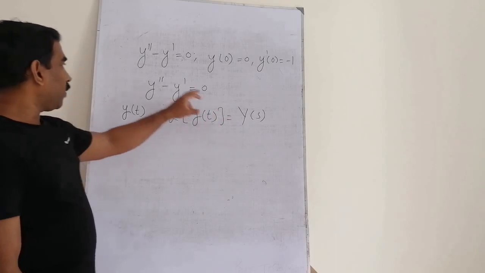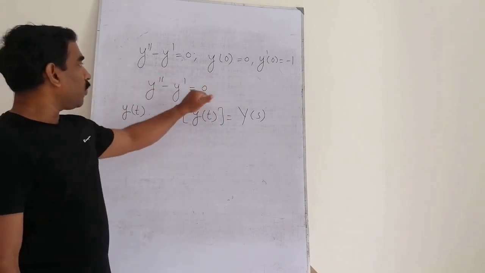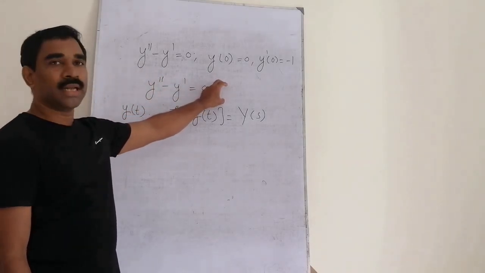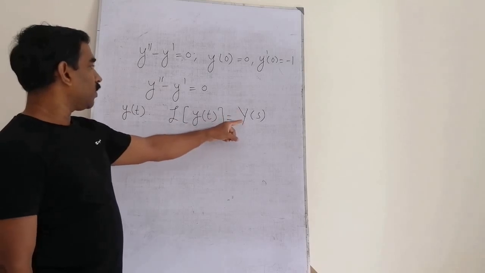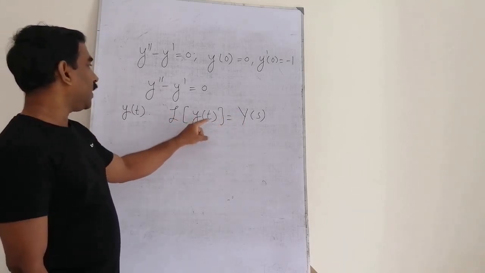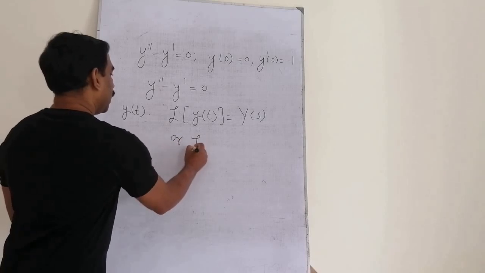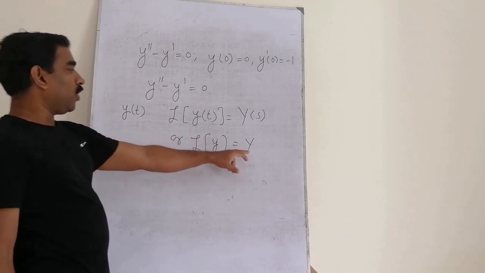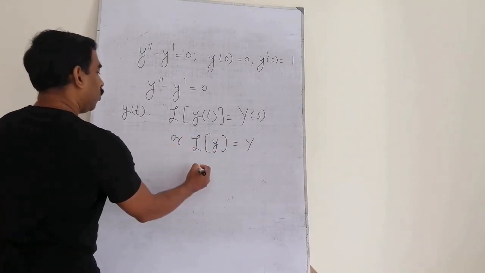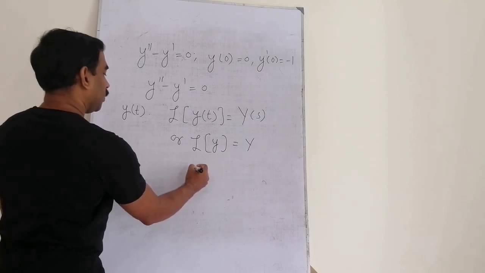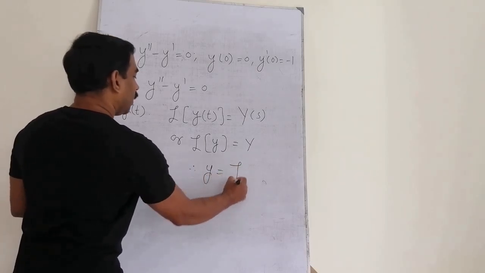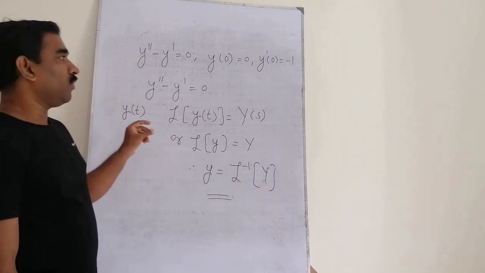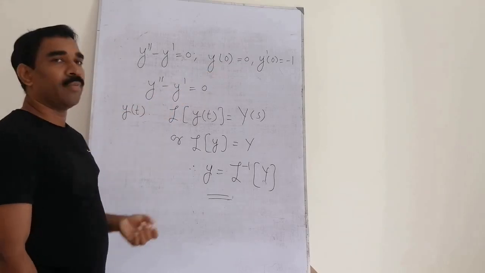And this Y of s is obtained by converting the whole equation into the transform domain, by taking the Laplace transform of the left hand side and the Laplace transform of the right hand side. Now solving for this Y of s, we get the Laplace transform, L of y of t is equal to Y of s, or simply L of y is equal to capital Y. And finally, by knowing the value of this transform capital Y, we can obtain the original solution by inverting this Laplace transform. Therefore, the original solution y is given by L inverse of capital Y. So this is a method of solving ordinary differential equations or initial value problems using the Laplace transform.